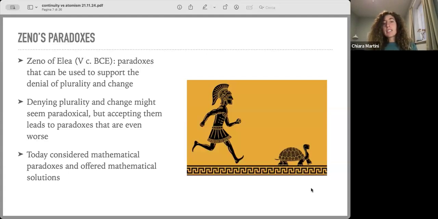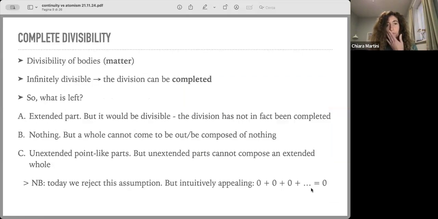Something that I want to flag is that we are going to look at a couple of the paradoxes now. Today, most of them are considered mathematical paradoxes, and they are given a mathematical solution. The solutions that we are going to see today are strikingly not mathematical at all. They're completely philosophical, completely theoretical solutions. So again, we see here a different approach to the boundaries between the disciplines.